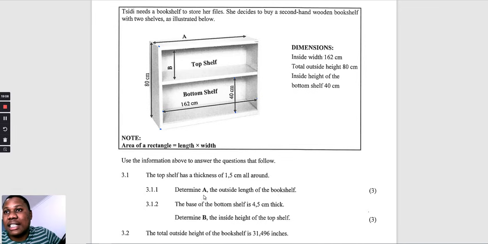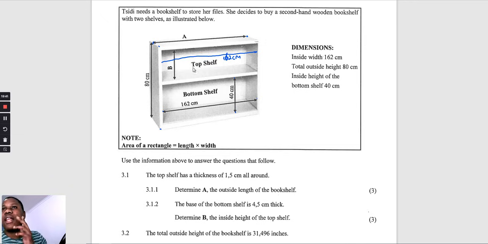Now they say determine A, the outside length of the bookshelf. But when they say A, you have to determine from this, and then this is the total, meaning that it's outside. So you are only given what? The width. You're given the distance from this point to this point, which is 162 centimeters.